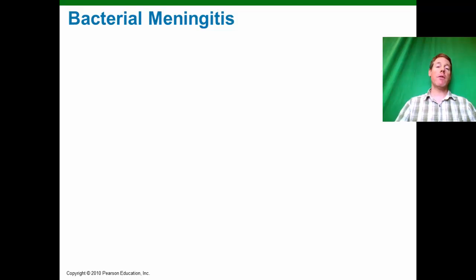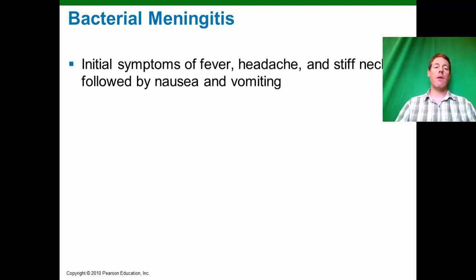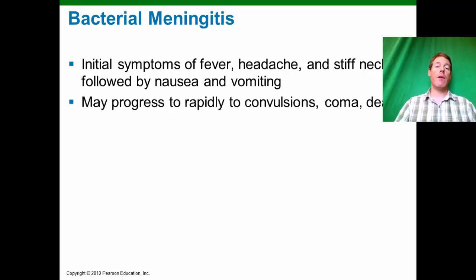Okay, now a few specific notes on bacterial meningitis, which I mentioned a minute ago is not as common as viral meningitis, but can have really severe consequences. This disease is characterized by initial symptoms of fever, headache, and stiff neck, followed by nausea and vomiting. In more severe cases, if not treated right away or treated unsuccessfully, this disease can progress rapidly to convulsions, coma, and even death.